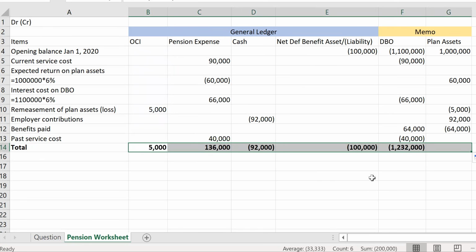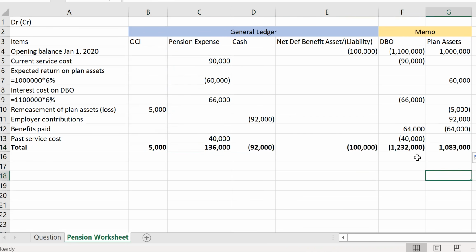Okay, run this across. Okay, so we've got a debit balance of OCI, so we're decreasing OCI. We've got pension expense of $136,000. We've decreased the company's cash, and we've got a defined benefit obligation in the plan of $1.232 million, and we've got plan assets of $1,083,000. So is the plan underfunded or does it have a surplus? Well, the offset between these two things is $149,000. So we're short $149,000 in the plan. So we had an opening liability here.